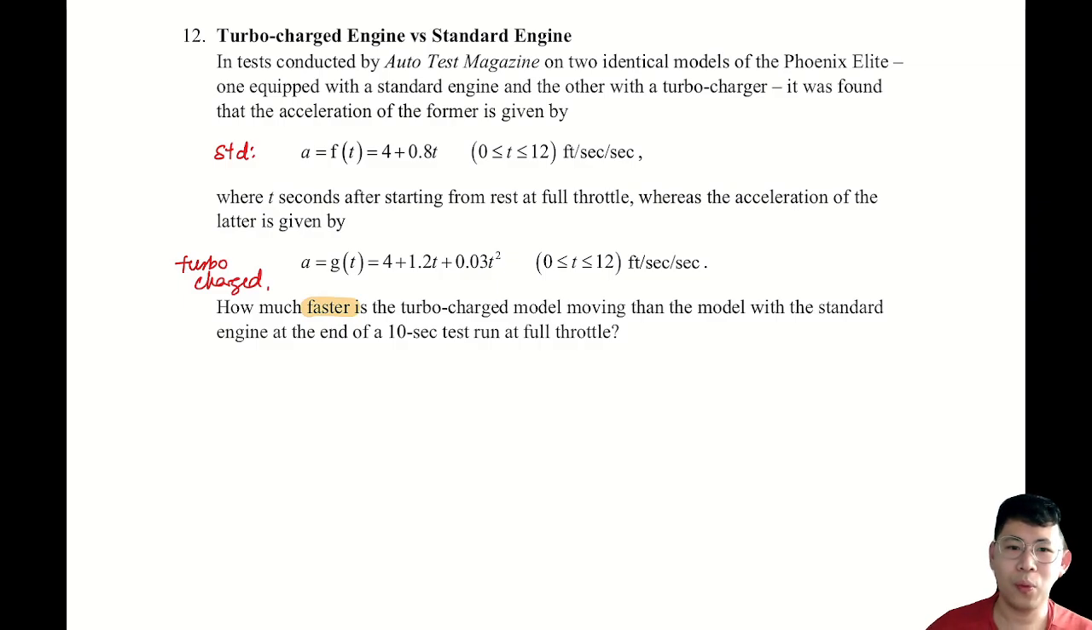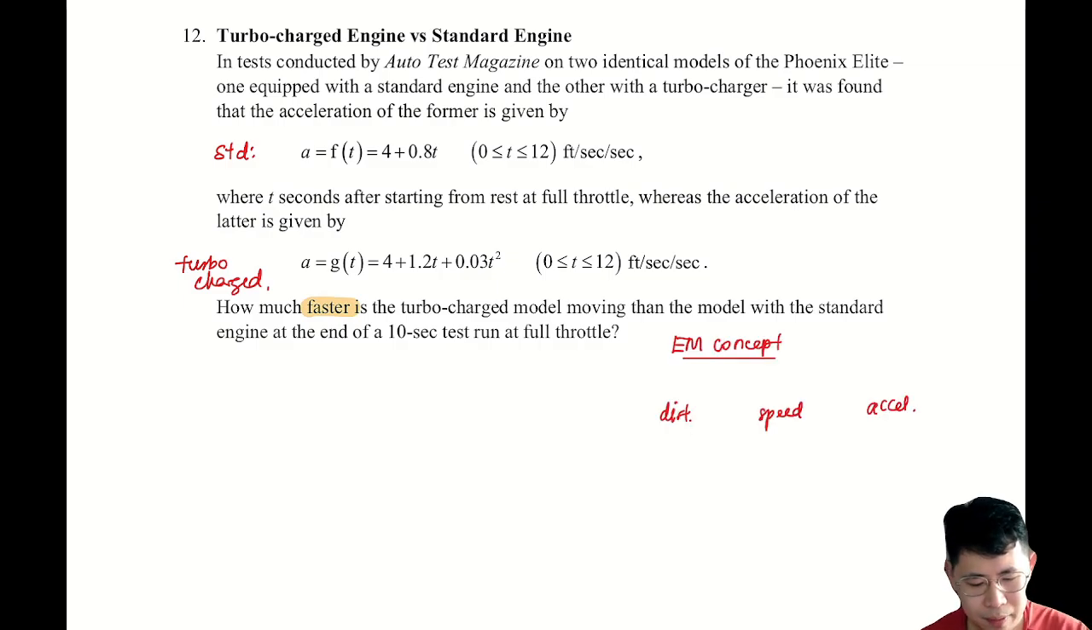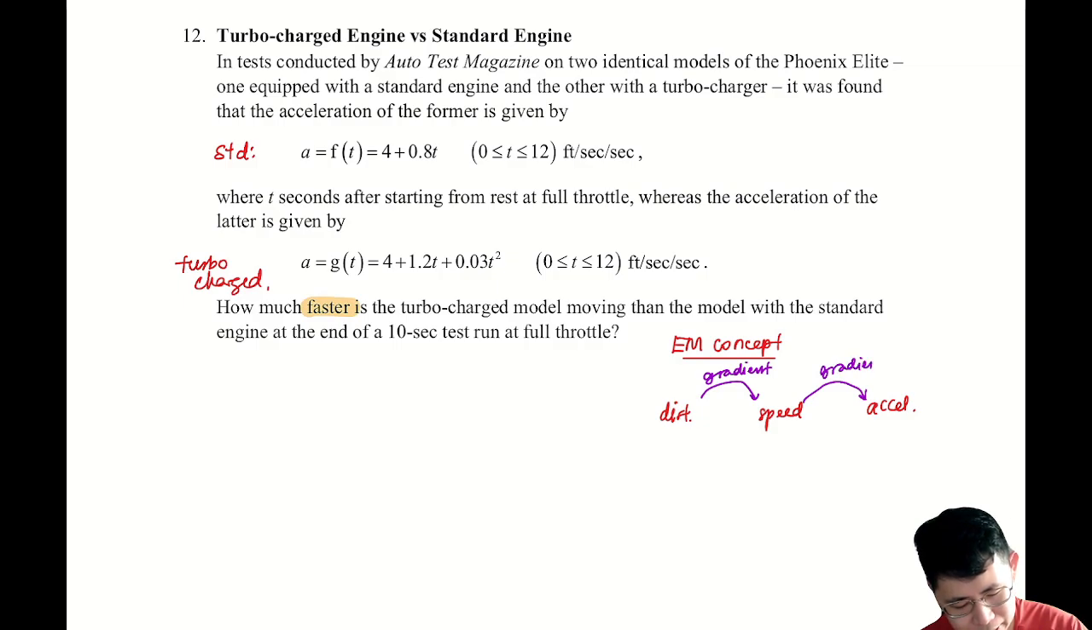So let's go back to our EMATHS concept again. Remember last time, from a distance-time graph, if we take the gradient, we will get speed. Same thing for speed: from a speed-time graph, if we take the gradient, we will get our acceleration. So this concept over here is our differentiation concept. dy/dx is just d/dt, differentiating with time.